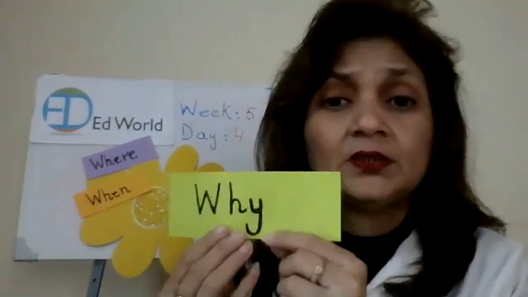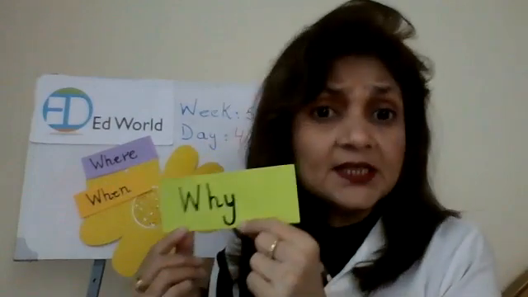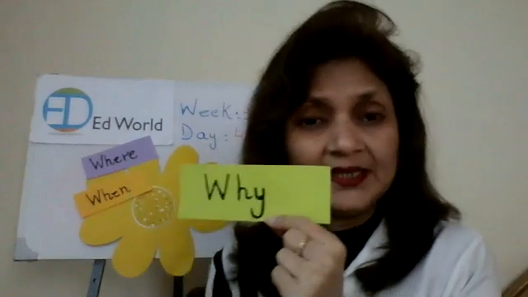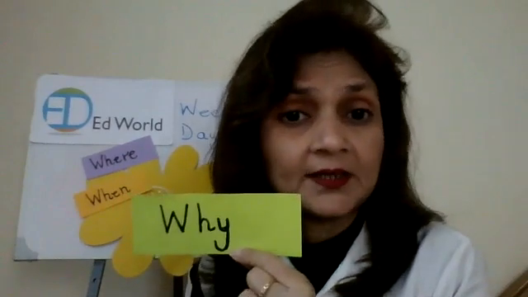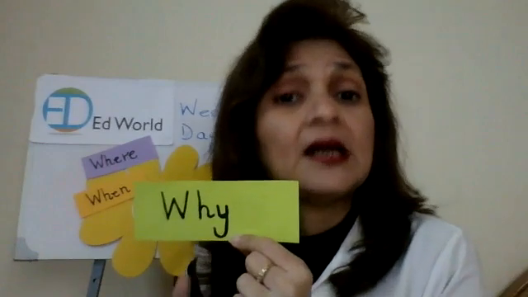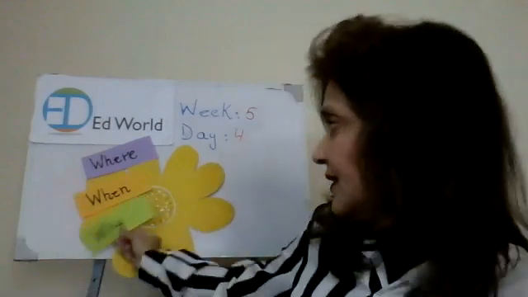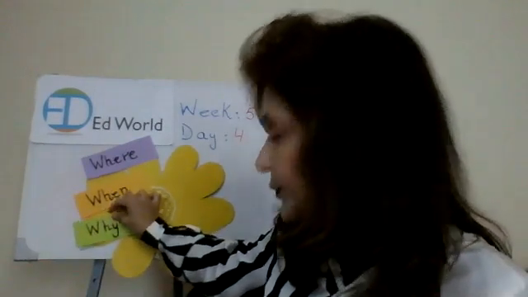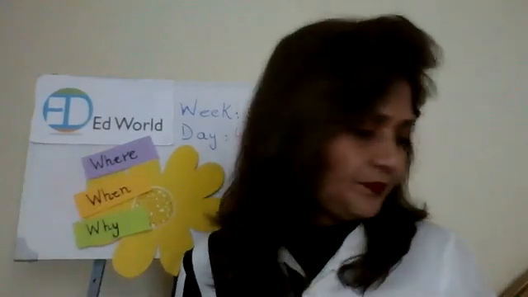Another one. What is this? It's "why." Now, can you make a sentence of "why"? Why are you crying? Okay. Now, again, am I telling you something or am I asking? It's an asking sentence. Again, it's a question, right? Why are you crying is a question. Okay. Now let's move on.